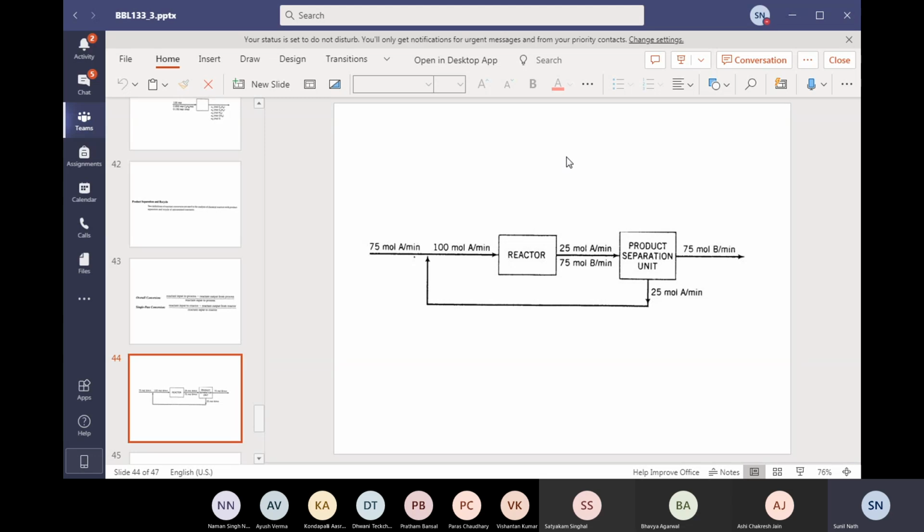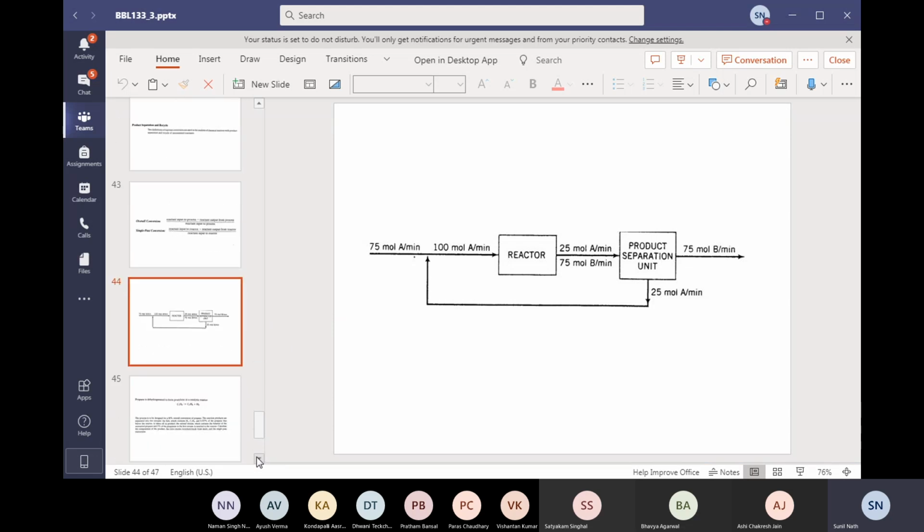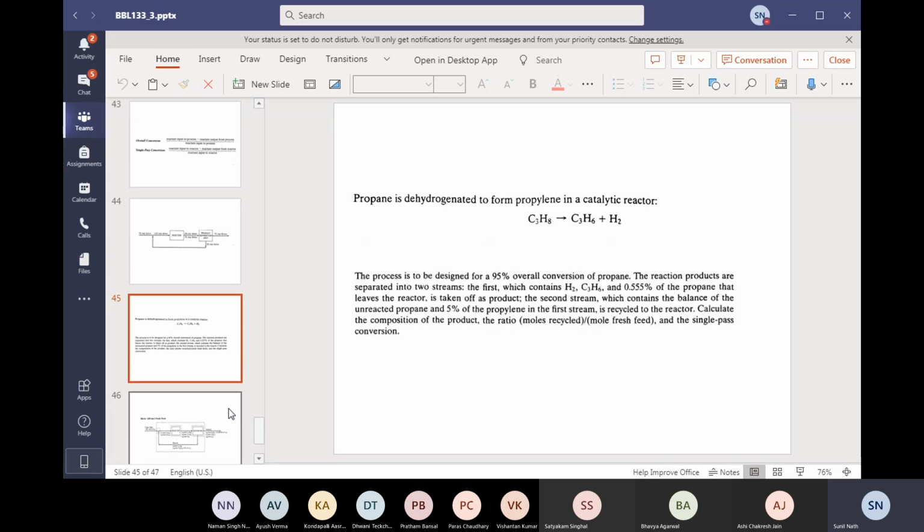So now you can apply this to the question of dehydrogenation that we just went towards, which some had started. So this was that question. So see if you can work out.